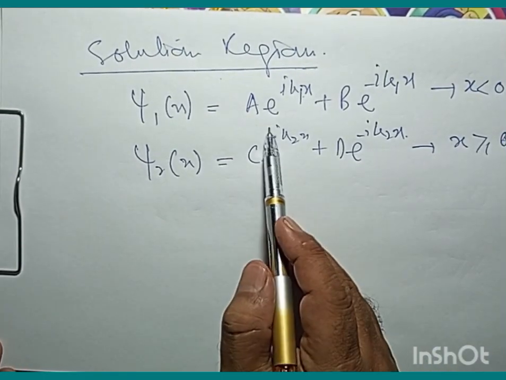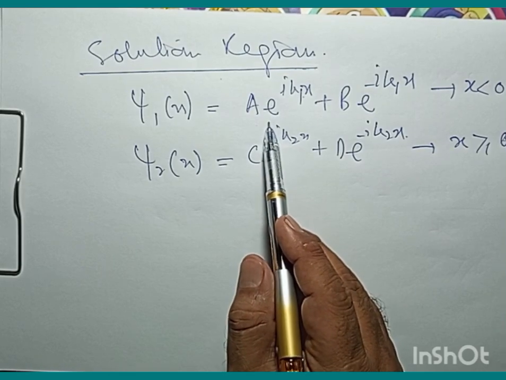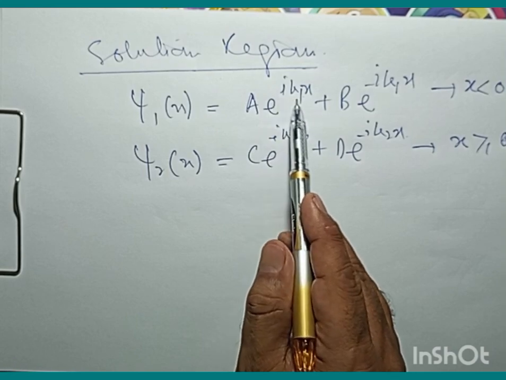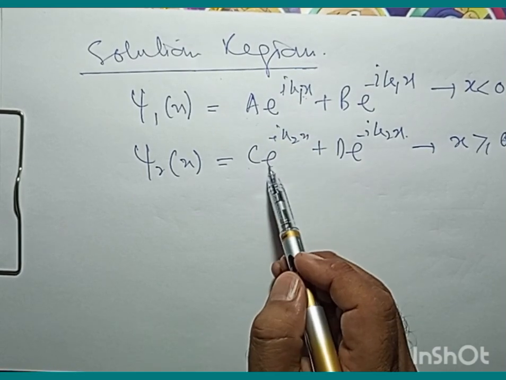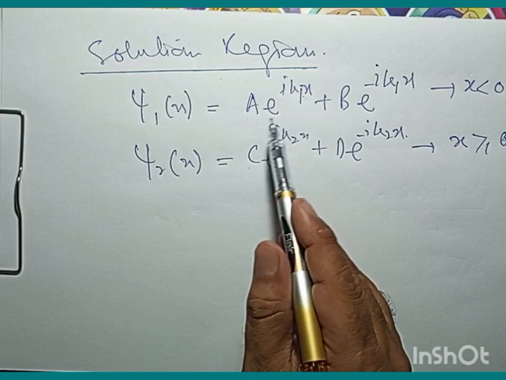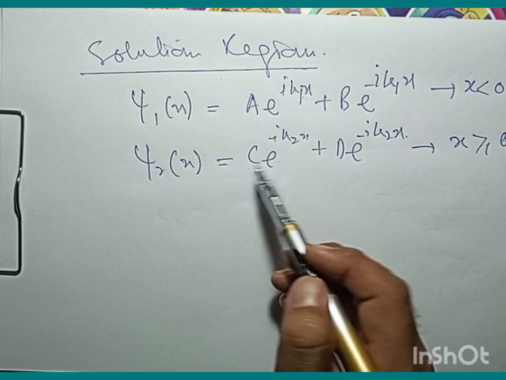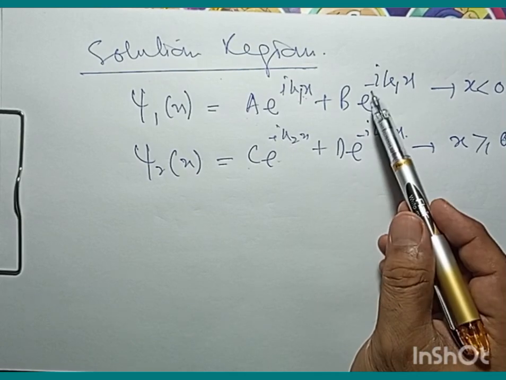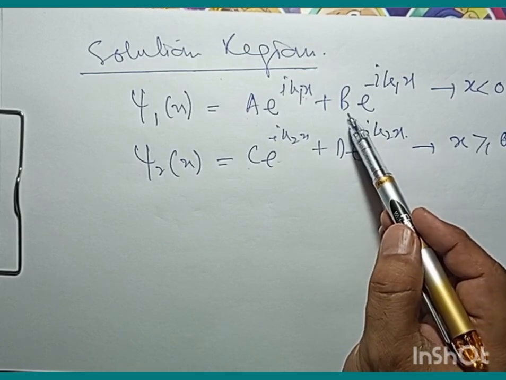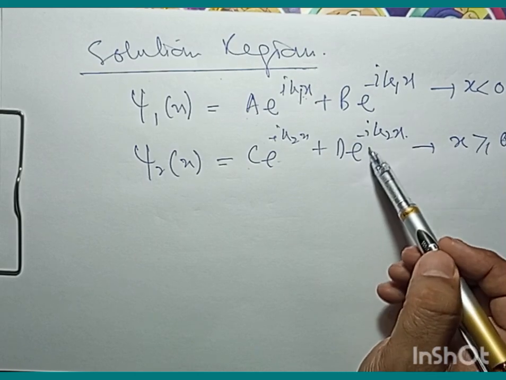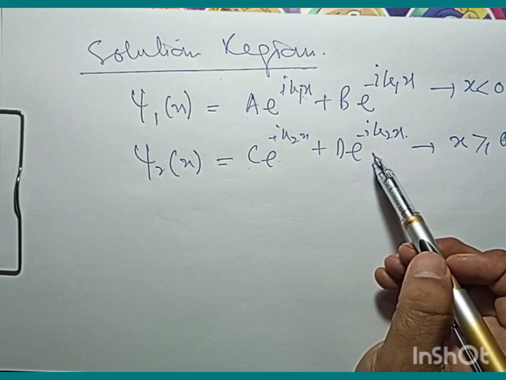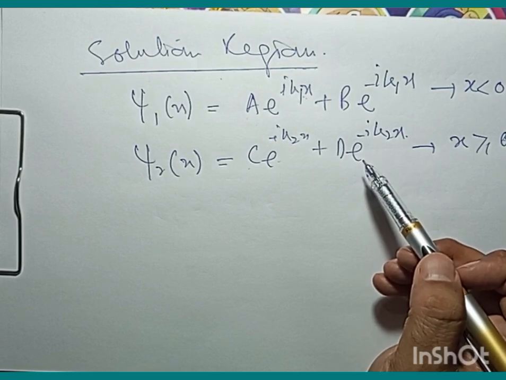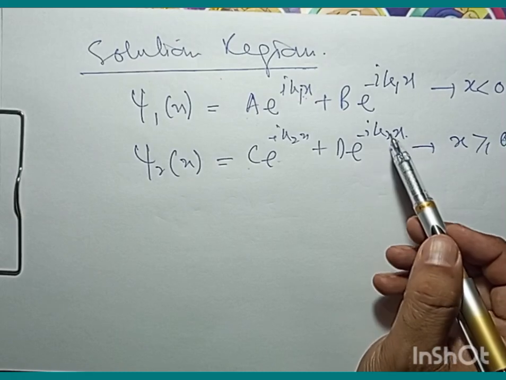Now, we can translate these mathematical expressions into words. A e to the power of i k1x and C e to the power of i k2x are representative of the waves that are moving in the positive direction. But the negative exponentials, B e to the power of minus i k1x and D e to the power of minus i k2x, are representatives of the waves corresponding to the motion of particles moving in the negative direction.